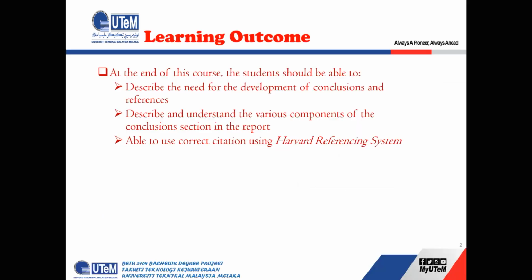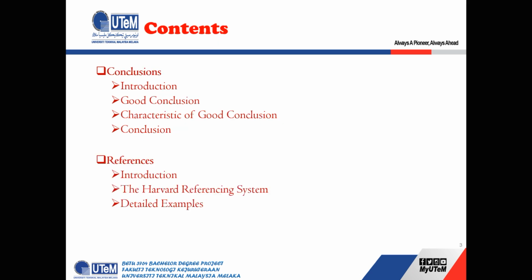Okay, so the learning outcomes of today's presentation or today's tutorial is that the student should be able to describe the need for the development of conclusions and references, describe and understand the various components of the conclusions section in the report, and they should be able to use correct citation using Harvard referencing system. So Harvard referencing system is the referencing system that we are going to use, and that is suggested by UTM.